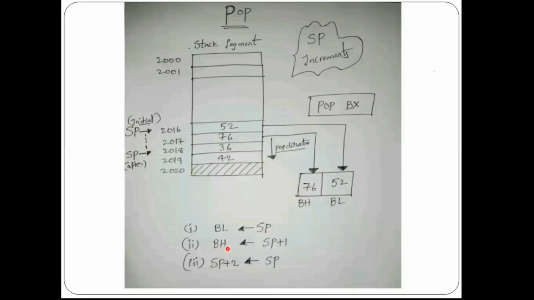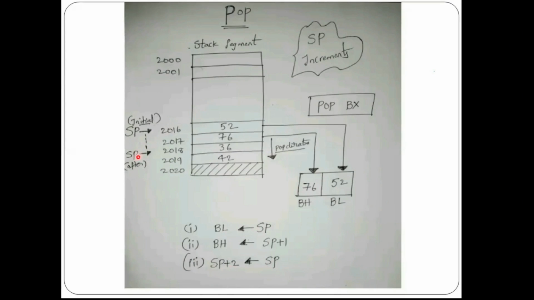Okay, right. So who is getting what in the next operation? BH gets the value 76, from where? From SP plus 1, that means location 2017. The value 76 travels this way and is stored in BH. This is the instruction. And what is the update that you need to do at the end? Since you have performed a pop operation, these two are no more available in the stack. I mean, you have to update SP to SP plus 2.